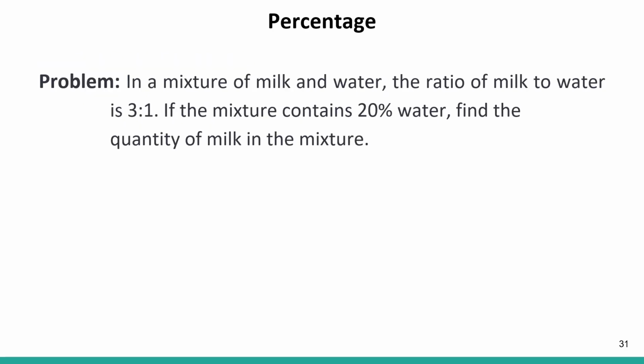So let's see the problem. In a mixture of milk and water, the ratio of milk to water is 3:1. If the mixture contains 20% water, find the quantity of milk in the mixture. So let's say milk is 3x amount, and water is equal to 1x amount.